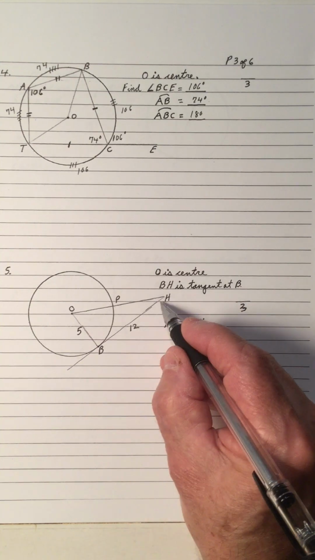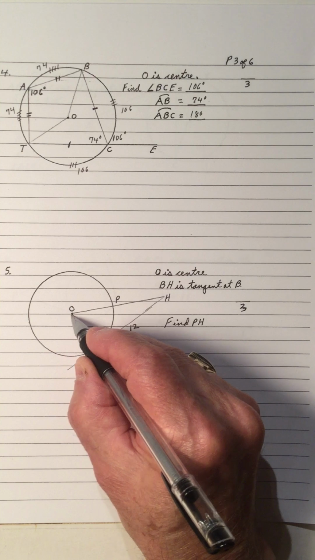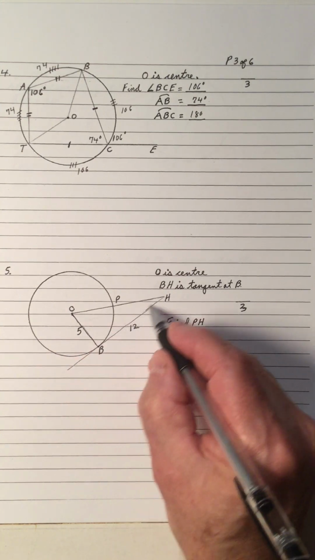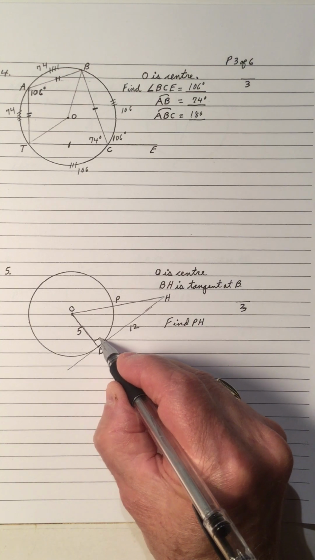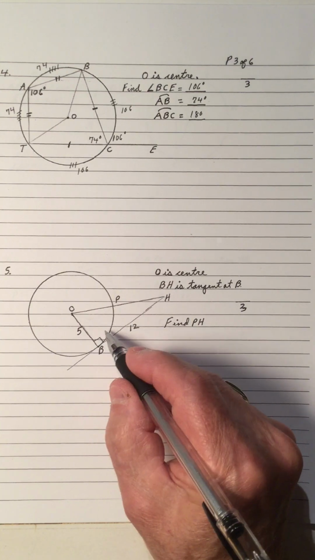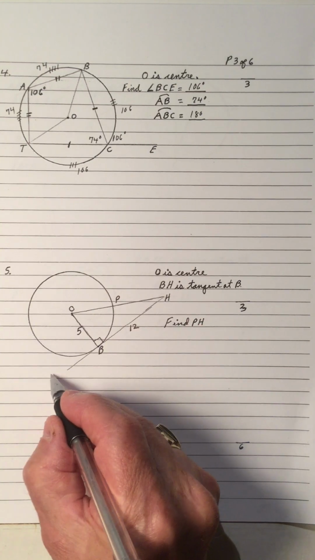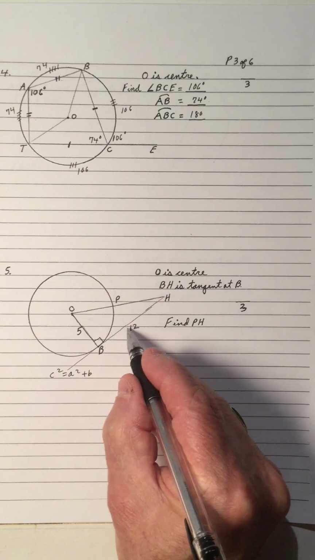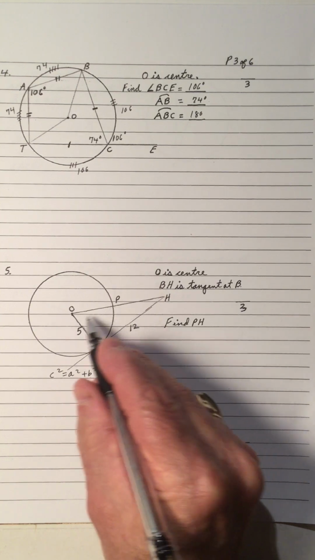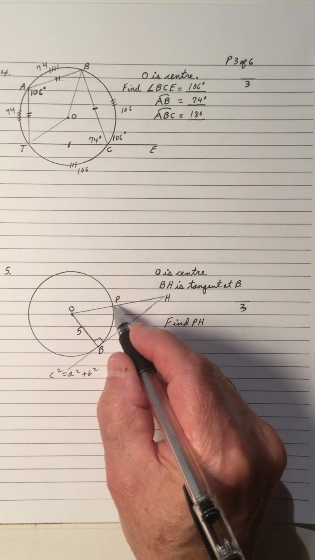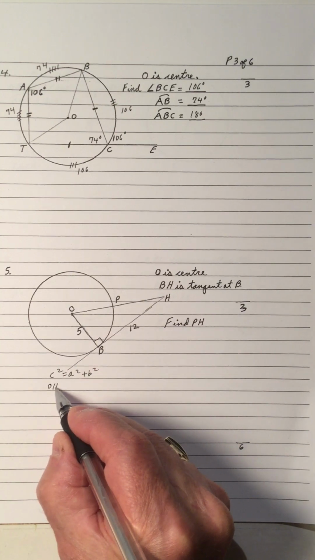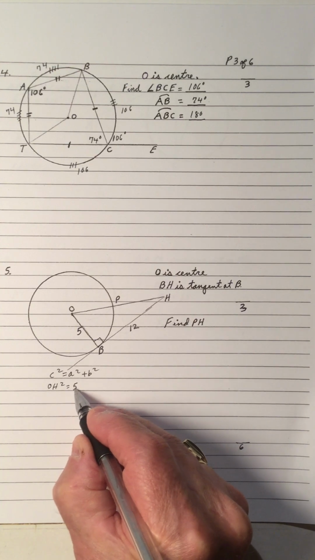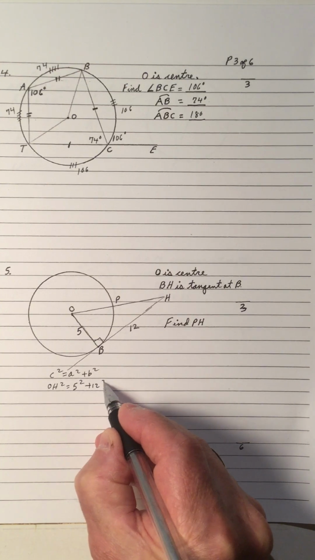Because this is tangent, and that's a center, this is a radius. So a tangent and a radius meet to form a 90-degree angle. So this is a right triangle, and in a right triangle, c squared is a squared plus b squared. We have two sides of the triangle and we need the third one. c is the hypotenuse, so OH is the hypotenuse. A is 5, B is 12.